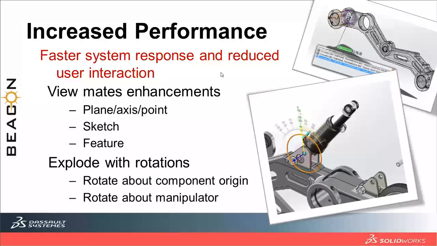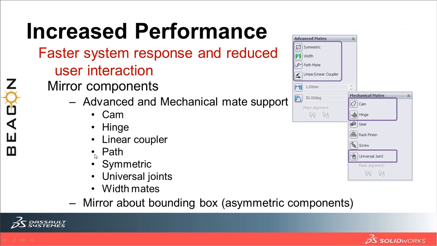Now one more addition or one more change that has been made has been in terms of mirror components. Now with mirror components, we always had this ability to mirror components and all that. But then starting with SolidWorks 2014, the new additions have been that SolidWorks 2014 supports advanced and mechanical mates as well. Like it supports cam, hinge, linear coupler, path, symmetric, universal joints and bit mates. And also one of the new significant enhancements that has been made has been about a mirror about a bounding box. So we'll just have a look at this as well.